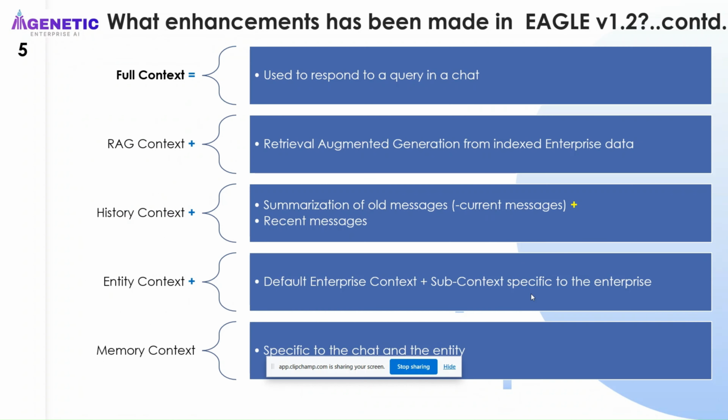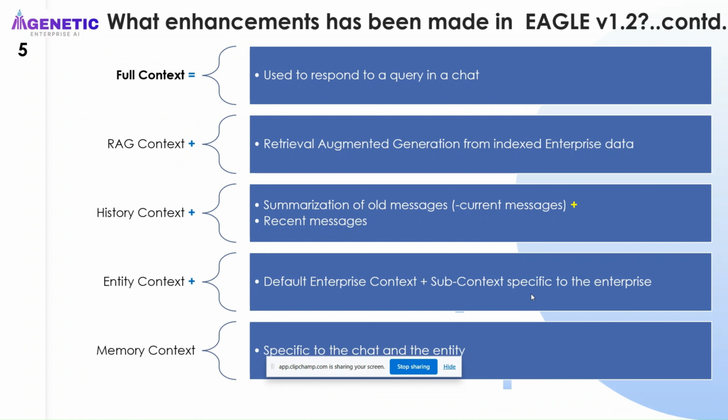Now, when a question is asked, or when there is a query in a chat in a Gen AI agent scenario, the full context which is sent back for formulating the response to that query consists of the following things. The first is called a RAG context. The full form of that is retrieval augmented generation, which is nothing but your enterprise data has been indexed into different files.